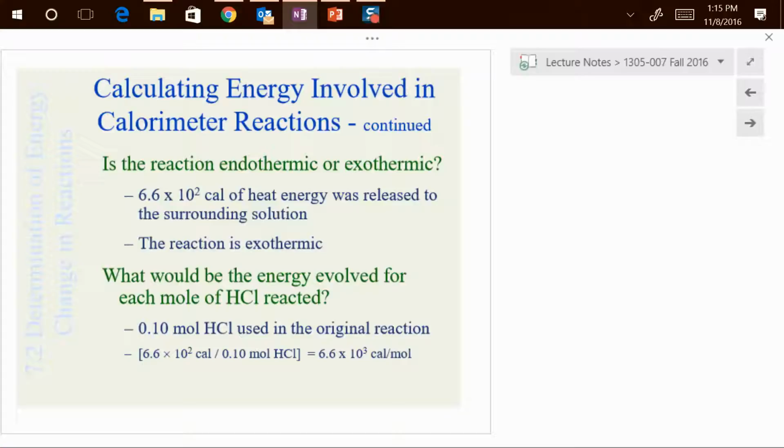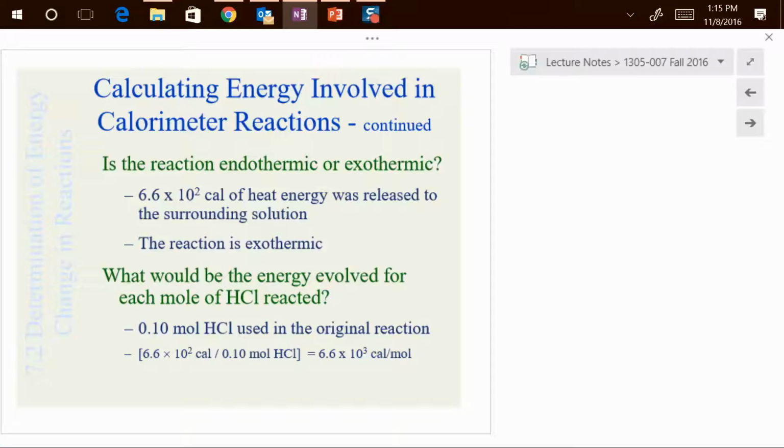Okay. Now, it's a little misleading because the sign of the Q is not negative. Negative would be exothermic. The sign of Q here is positive. But this is an exothermic reaction. Why is it an exothermic reaction? Because the system released the energy to the water, which changed temperature. Okay? So that's why Q here is positive.